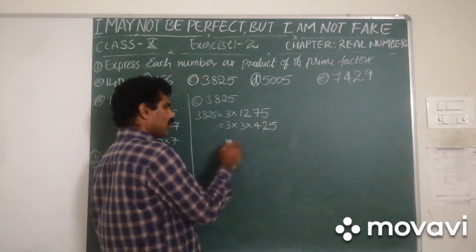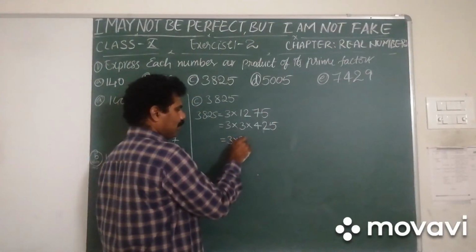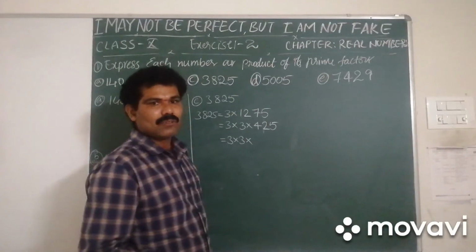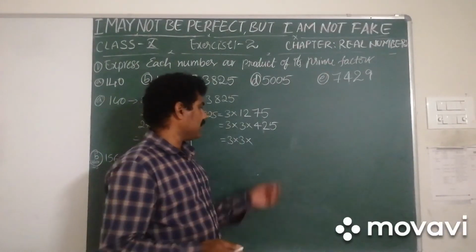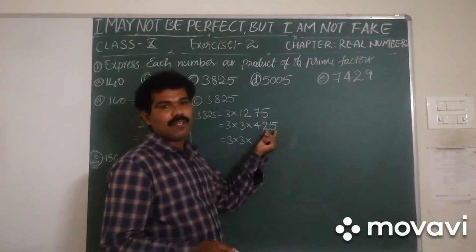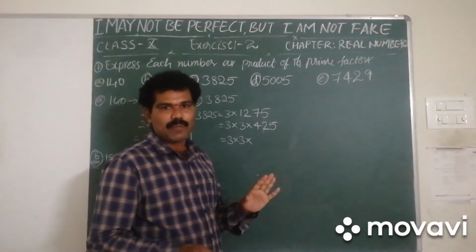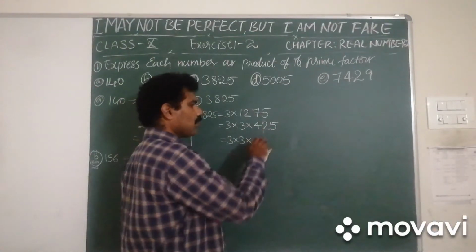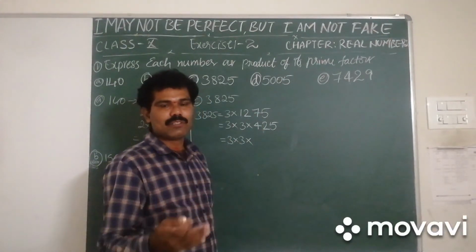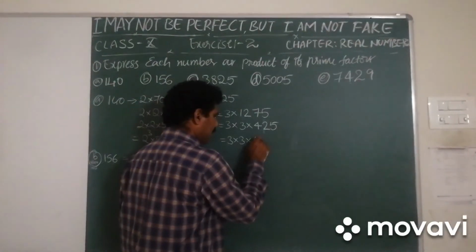Now 425 is again a composite number, so it is divisible by 5. Maybe it may be divisible by 3 also. Let me check. 4 plus 2 is 6, 6 plus 5 is 11. 11 is not divisible by 3, so this number is not divisible by 3. So it will be divisible by 5, the next prime number after 3. Yes, let me divide by 5. How many times?